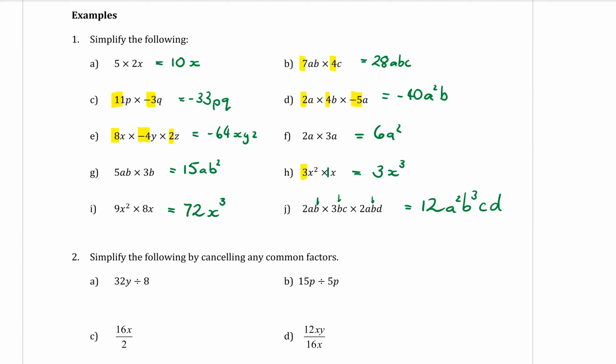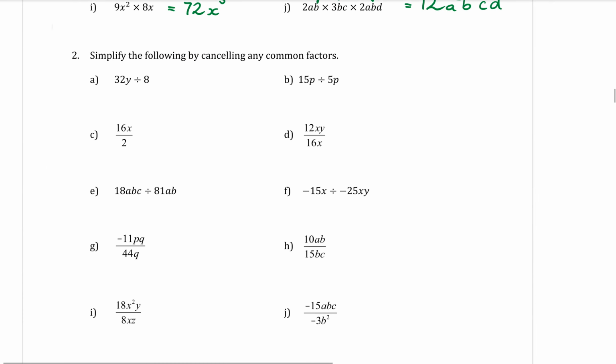So that is how you multiply. Multiply the numbers, collect up the letters. If you want to divide, so question 2 is dividing, we're going to divide the numbers and the letters are going to cancel. Okay, let me show you how we do that.